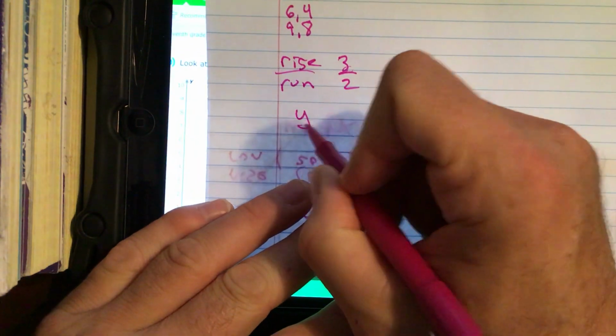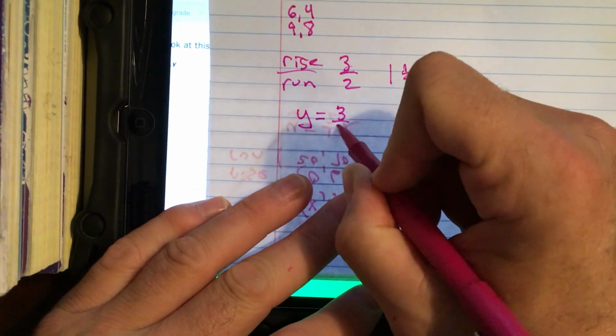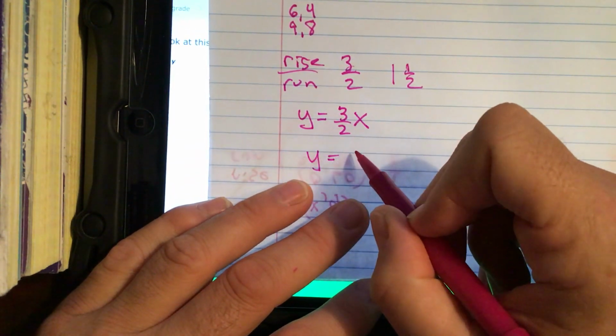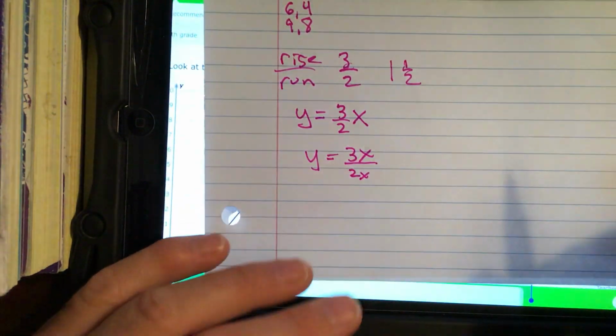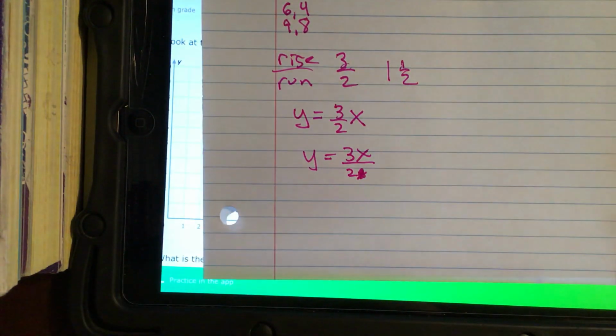Okay, so it's basically, if I had to write the equation y equals, they would probably go like that. y equals 3x divided by 2. Okay, oops, I don't need another x, sorry.